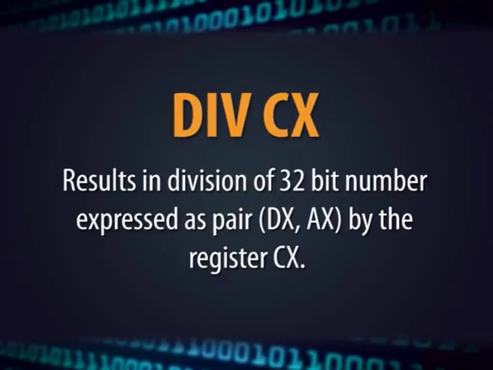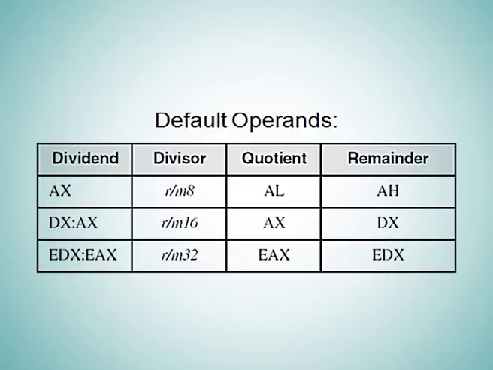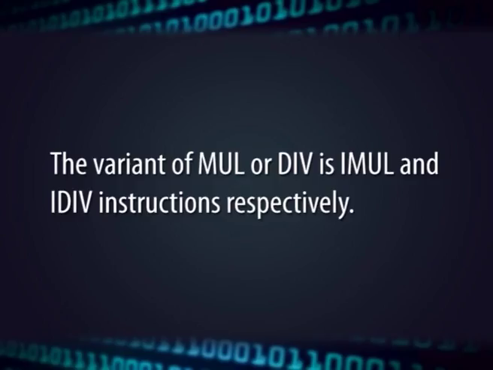Another example of div, which is a variant of the div instruction, is div CX, and that results in the division of a 32-bit number expressed as the pair DX, AX by the register CX. The resulting quotient is stored in the 16-bit register AX and the remainder is stored in another 16-bit register called DX. The variants of the instructions mul and div, as explained before, are imul and idiv respectively.